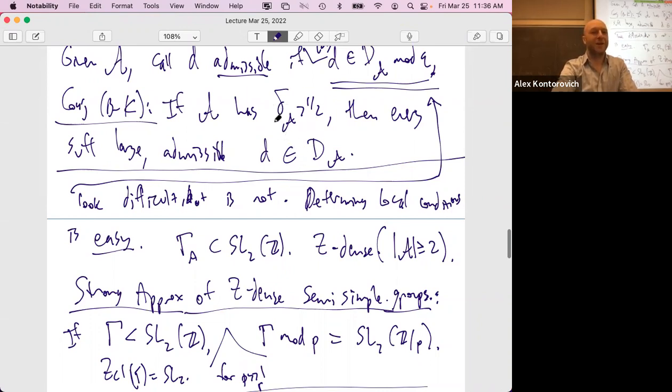And so all the theorems actually say, if the dimension is bigger than 1, then every sufficiently large admissible number is in DA. But the dimension is so large in the theorems that admissibility is automatic, and so you get every sufficiently large number.